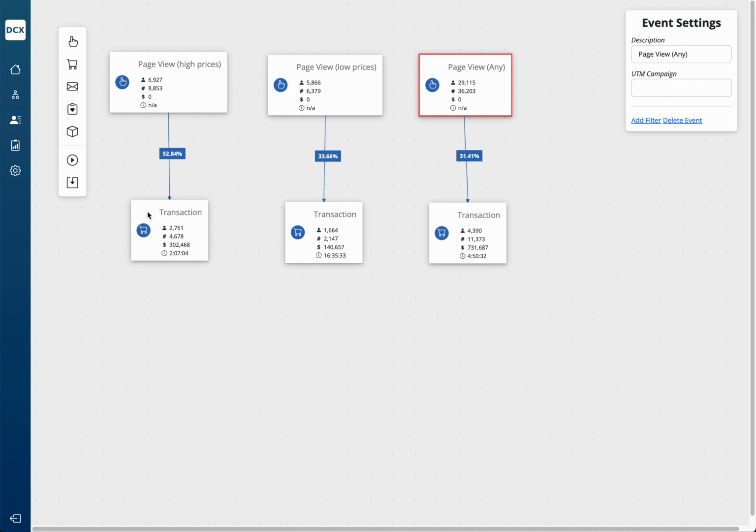What you see right off the bat is that the conversion rate for high-priced content is significantly higher, 52.84%, than low-priced content at 33.66%. Not only do we generate a lot more revenue, $300,000 versus $140,000, but the actual pages here convert significantly faster. You could see here that on average, we have a 2-hour wait between visiting these pages and transacting, versus, in this case, a 16.5-hour wait. So right off the bat, content plays a pretty big role in conversions.